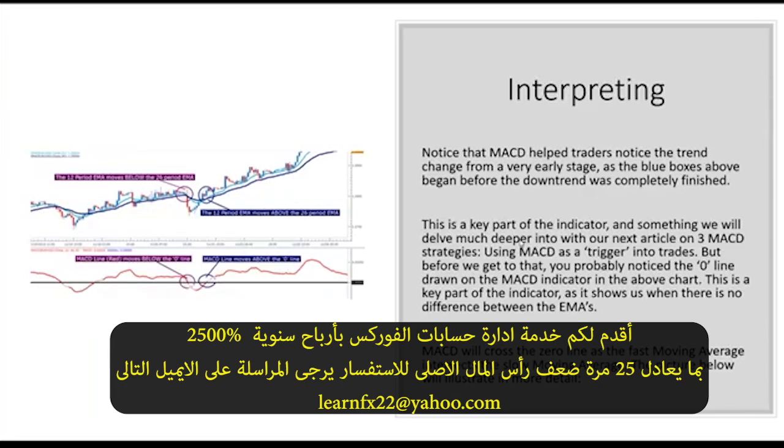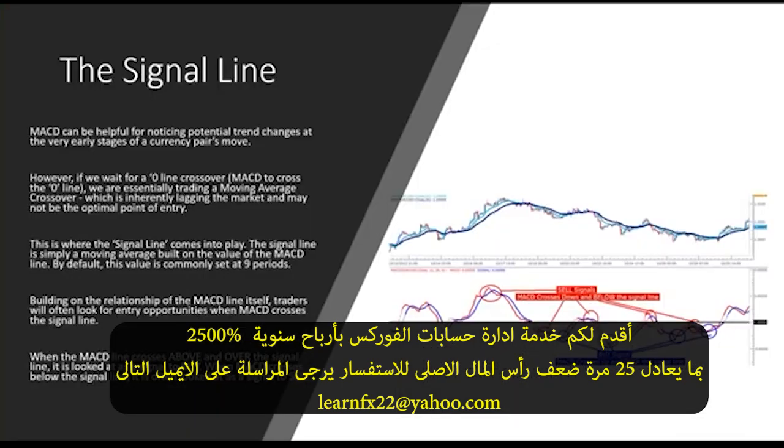Okay, using MACD as a trigger into trades. But before we get to that, you probably noticed the 0 line drawn on the MACD indicator. This is the key part of the indicator as it shows us where there is no difference between the EMAs. So when the lines below are at the 0 line, we know that the MACD lines are equal. So we're expecting a crossover from one direction to the other. MACD will cross the 0 line as the fast moving average intersects the slow.